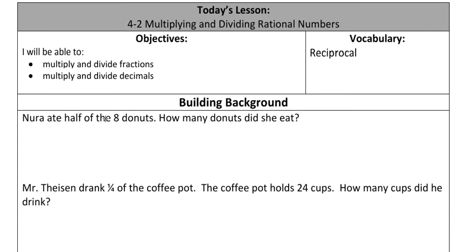So Nura ate half of the 8 donuts. So half is a fraction, 1/2. So what is half of 8? So half of 8 would mean 1/2 times 8. If I think of half of 8, that would be 4. Another way we could have thought about that is 8 divided by 2. So multiplying by a half and dividing by 2 results in the same thing.